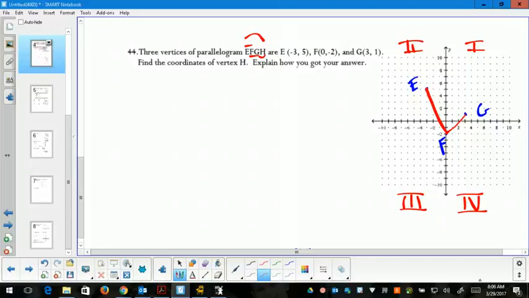So either on the y-axis or in quadrant 1. It's going to be in one of those. So does anyone remember what we do? We have to follow the slope. My point's up here somewhere. F to G would have the same slope as E to H, because it's a parallelogram, with parallel sides. To get from F to G, I have to go up 1, 2, 3, and over 1, 2, 3. So I'm going to do the same thing here. Up 1, 2, 3, over 1, 2, 3.